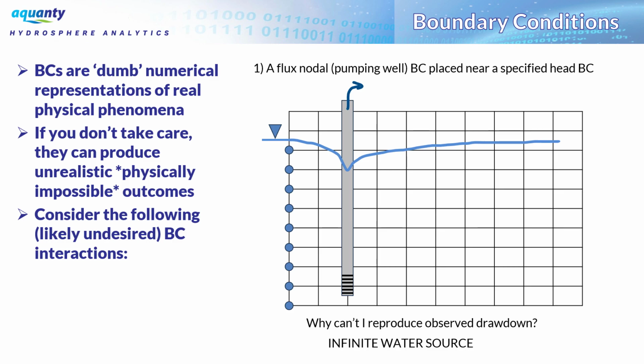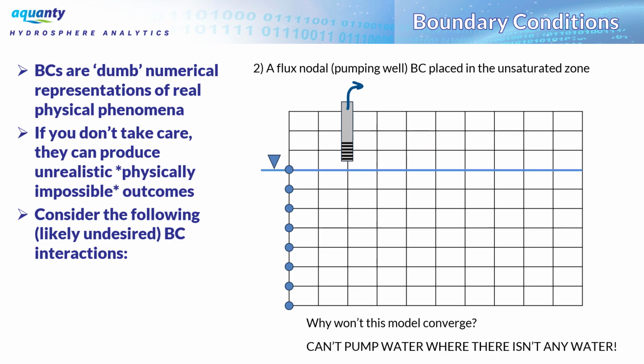Here's another example. What if we were to place a flux nodal boundary condition in the unsaturated zone? Well, this model essentially wouldn't be able to converge, and the reason is simple. You're removing a specified volume of water from the model, but from a location where the water isn't actually there. So in this kind of situation, I think HGS would be unable to reach convergence, and your model would just run and run and run ad infinitum. It would never really reach a solution.